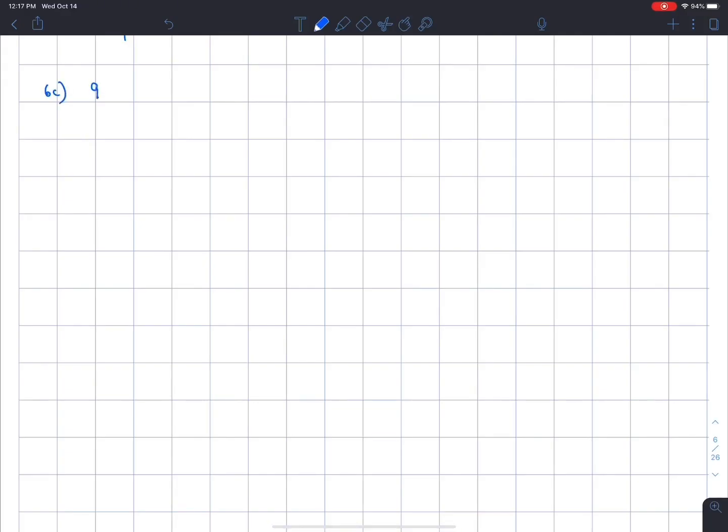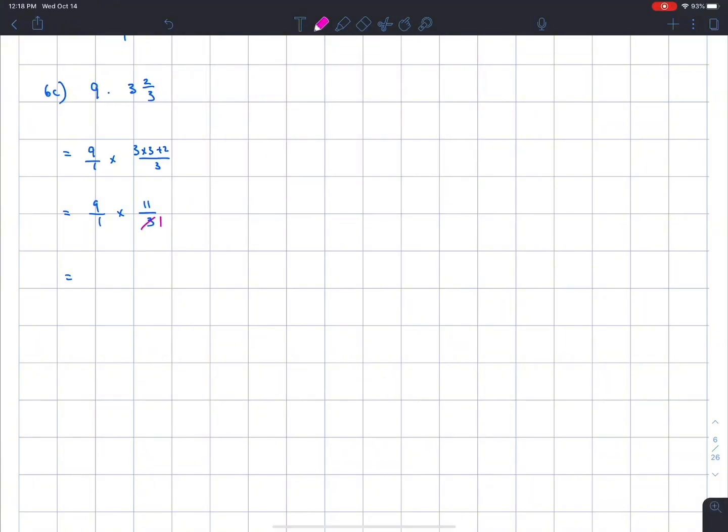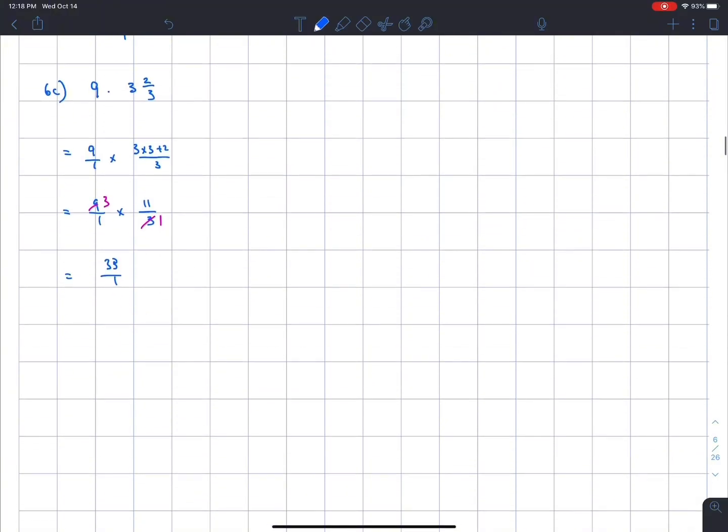6c, 9 dot 3 and 2 over 3. Same as 9 over 1 times 3 times 3 plus 2 over 3. So we have 9 over 1 times 11 over 3. Simplify before we multiply. Divide by 3 to get 1, divide by 3 to get 3. We get 33 over 1, which is 33.